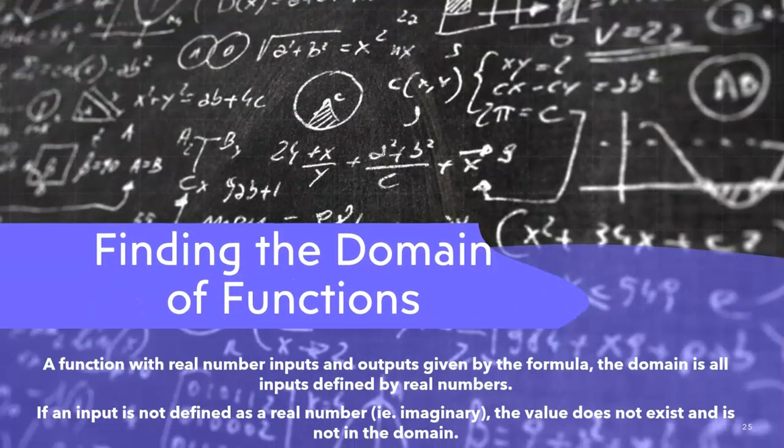If you need to find the domain of a function, you are looking at the real number inputs and the outputs given by the formula. Your domain is all the inputs. And if an input is not defined, then it's imaginary. You're thinking about the square root function, and it is not in the domain, so it would be imaginary.